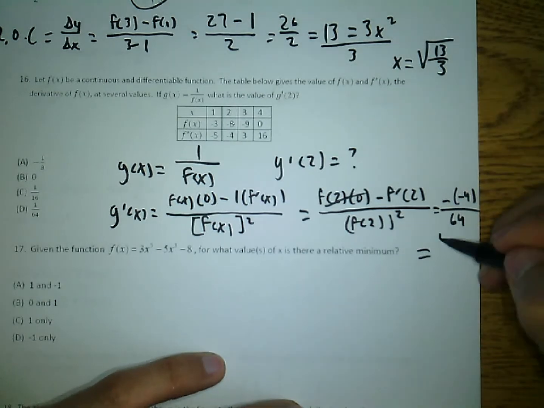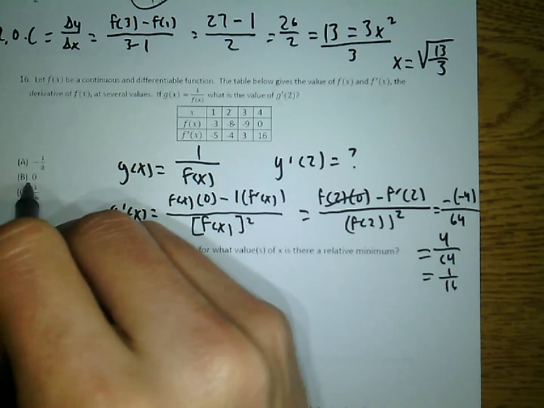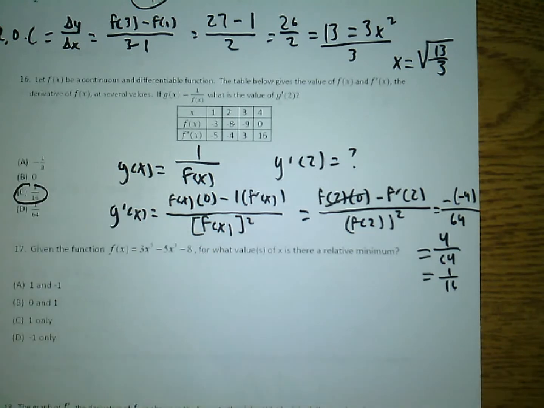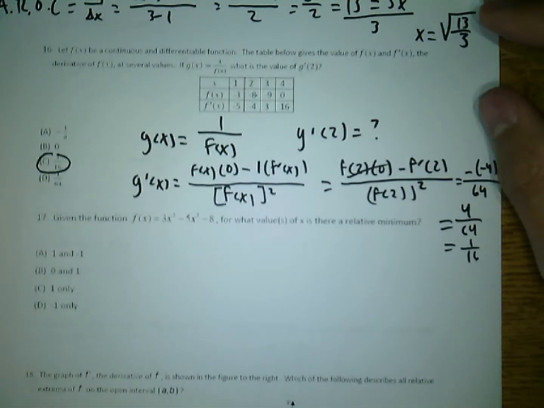So negative of negative, that gives us a 4 over 64. These are both divisible by 4, so it's going to be 1 over 16, which gives us option C. Okay? All right, I know I'm going a little fast, guys, but I really don't want to stay here another hour after work or so.